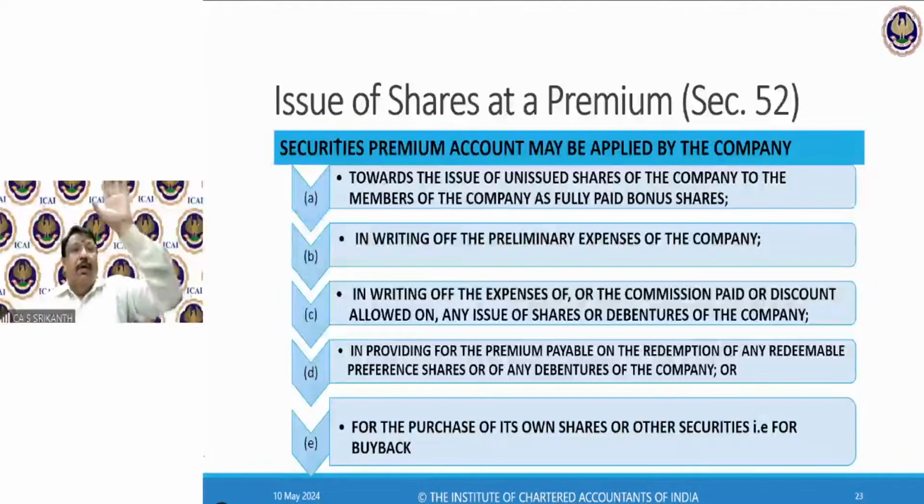So this is premium. Only for these 5 matters can you use it. You cannot use premium for any other purpose. You cannot declare dividend out of securities premium account. And if you are a listed company, then B, C are not there. Only A, D, E purposes are available to you.